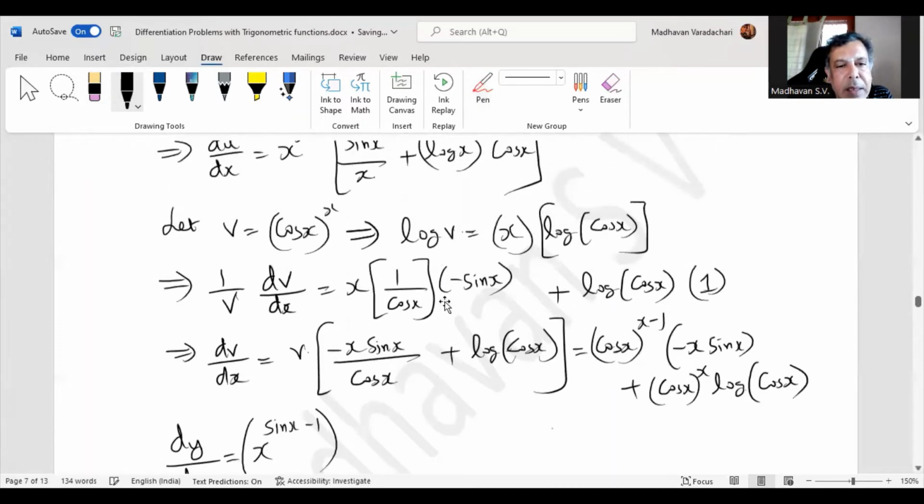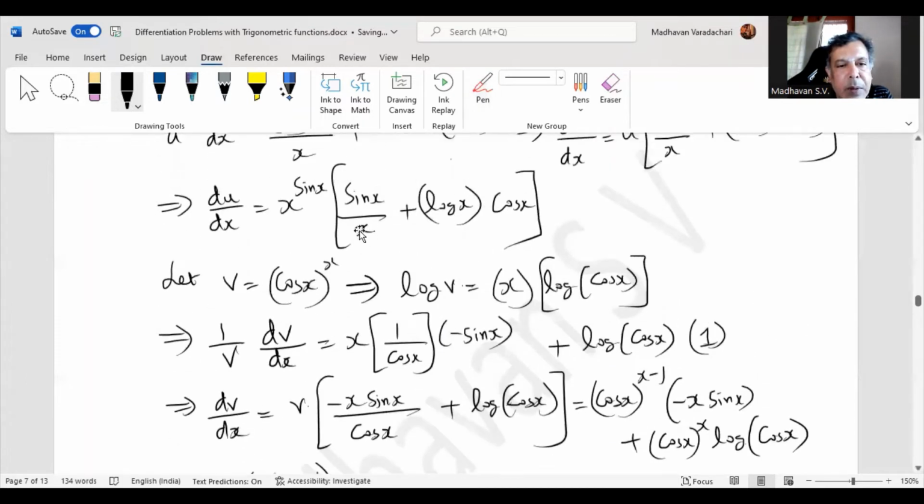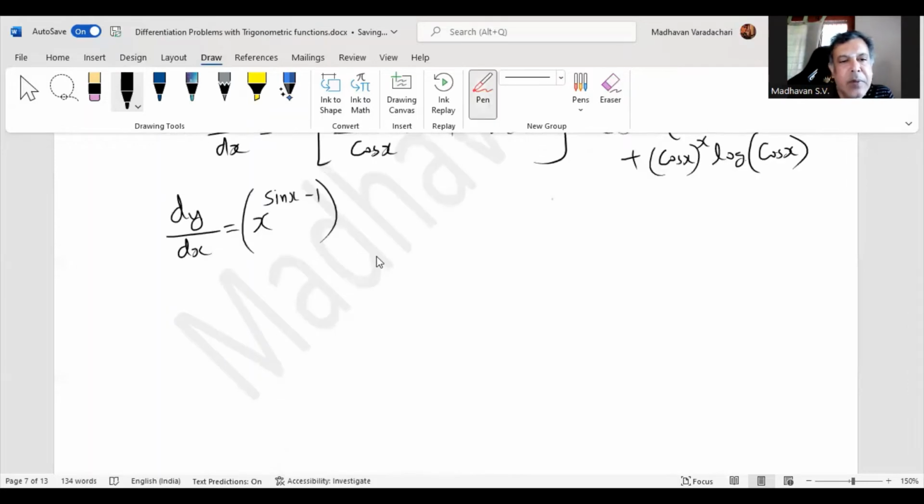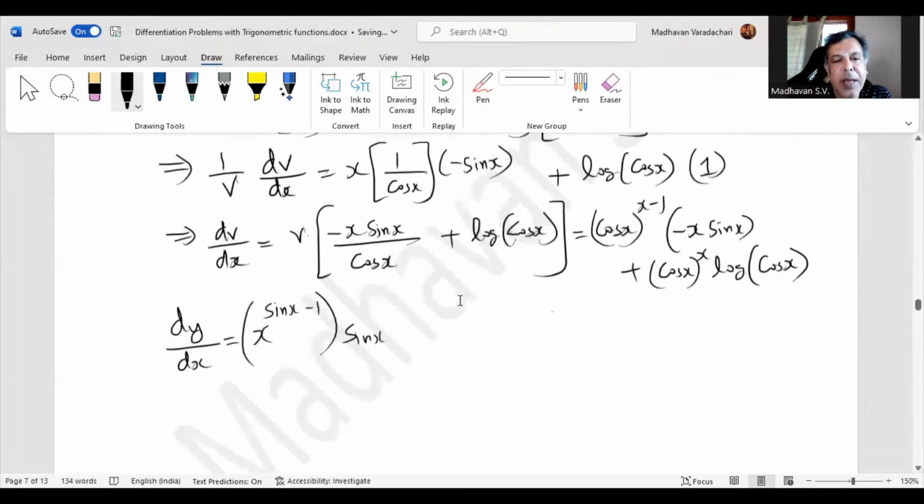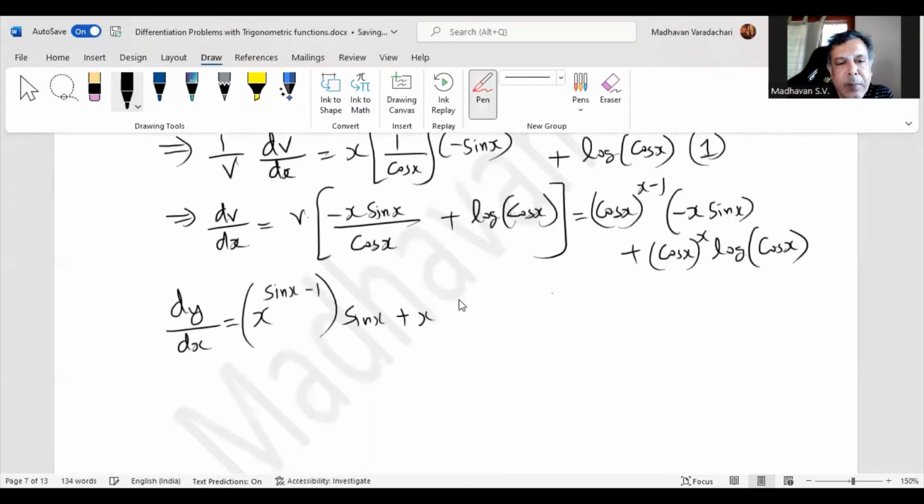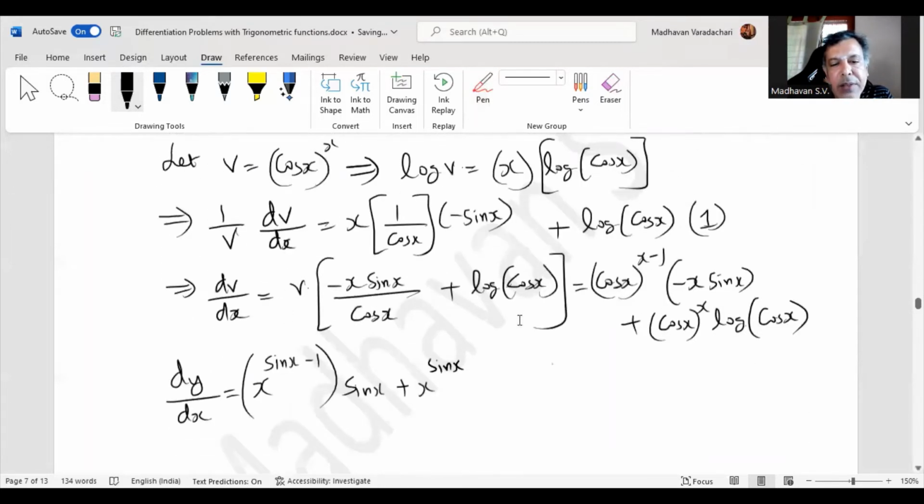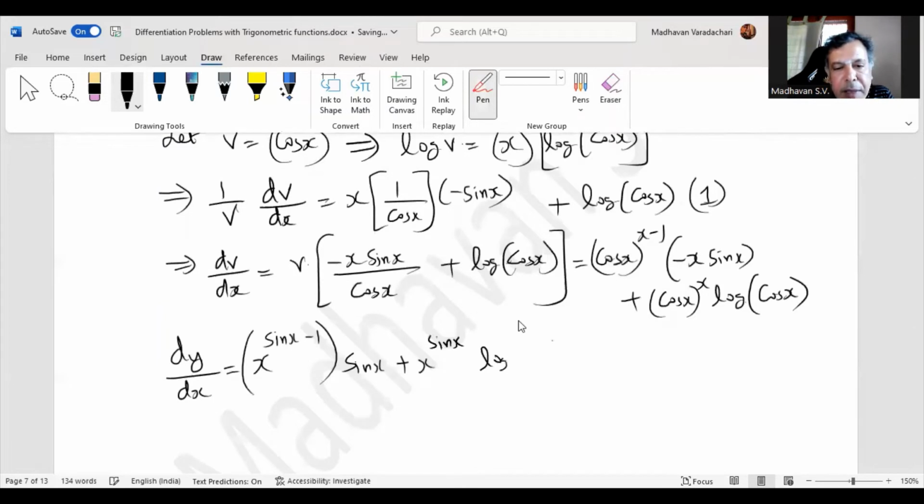times, what is that other term? Sin x, and then x to the power of sin x multiplied by log x cos x, logarithm of x and then cos x. Then dv by dx, which is plus cos of x to the power of x minus 1.